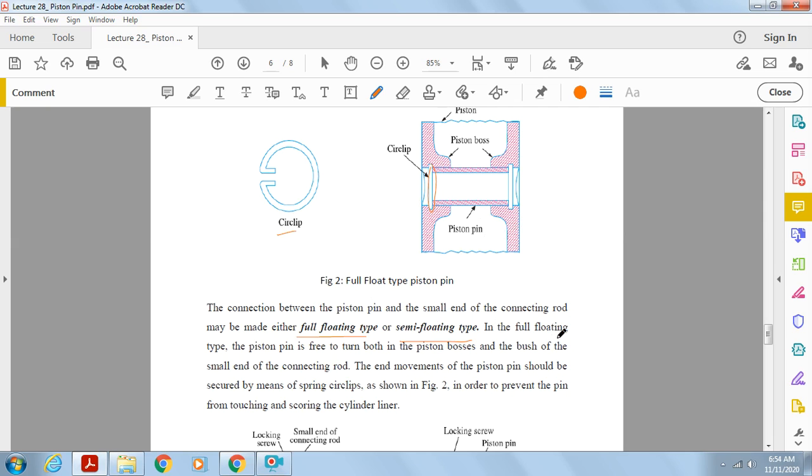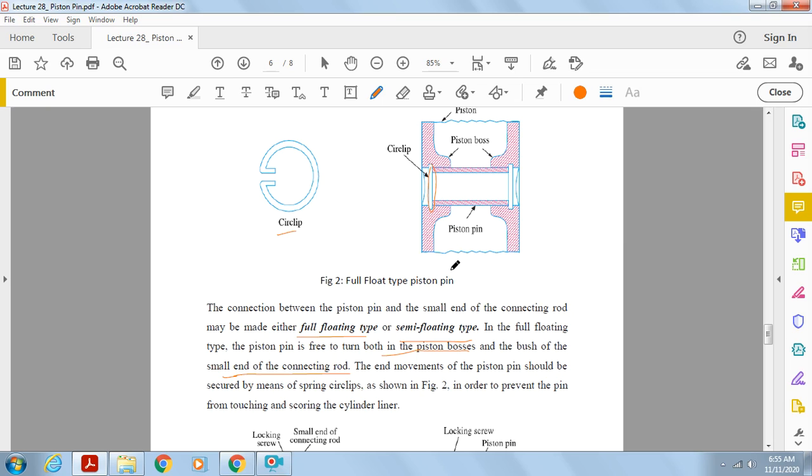In the full floating type, the piston pin is free to turn both in the piston bosses, that means this one is the piston boss, and the bush of the small end of the connecting rod. So this has the capacity to turn both within the piston boss as well as in the small end of the connecting rod.